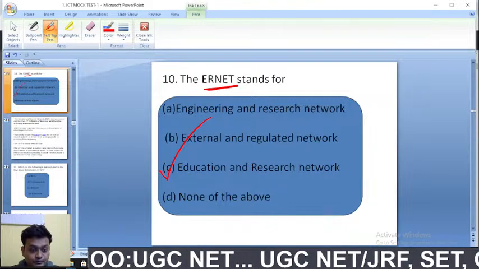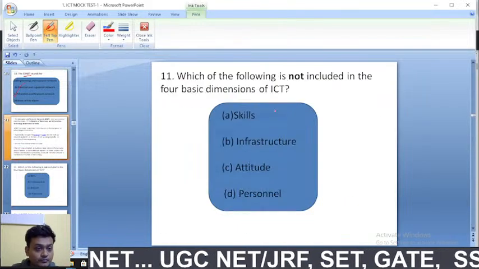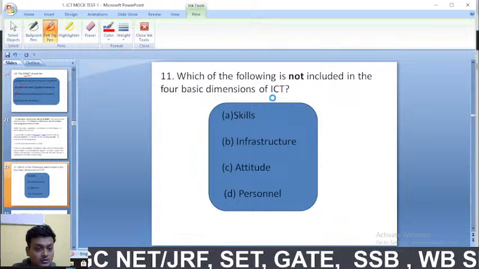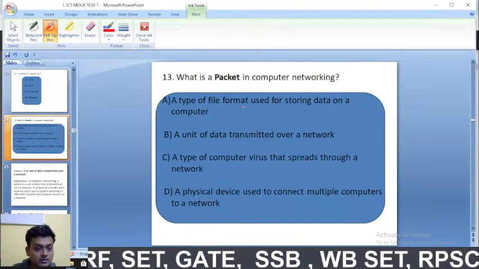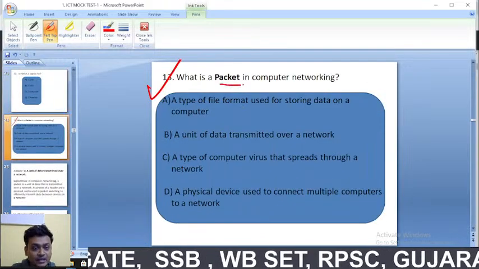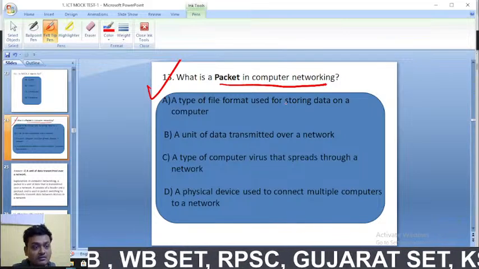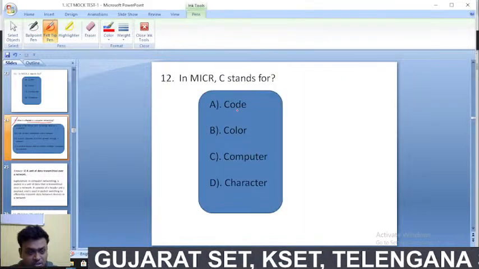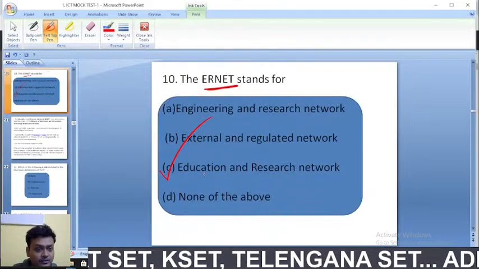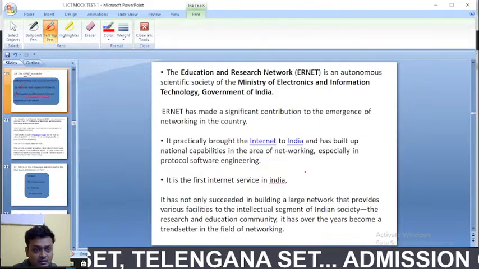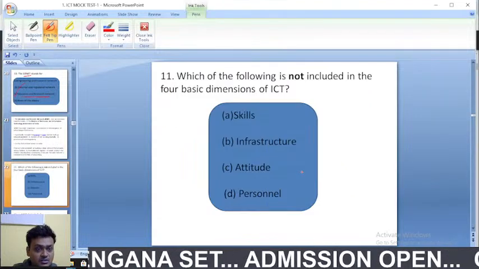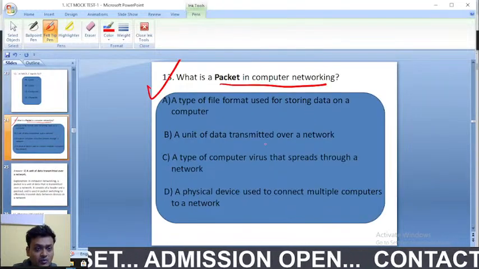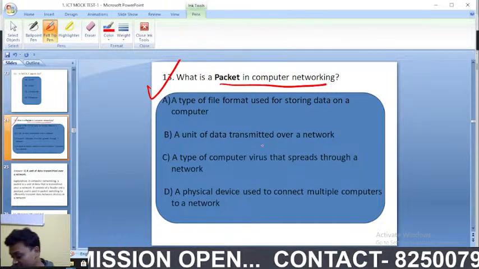चलो. What is a packet in computer networking? What is a packet? ये तो एटीट्यूड होगा, छोड़ो. What is a packet in computer networking?